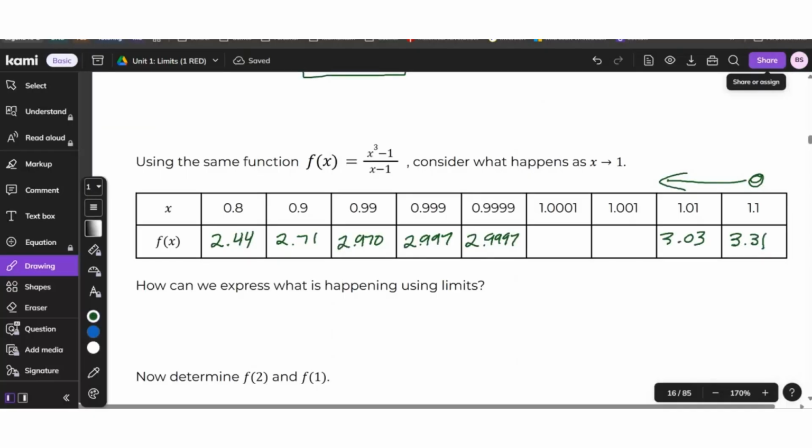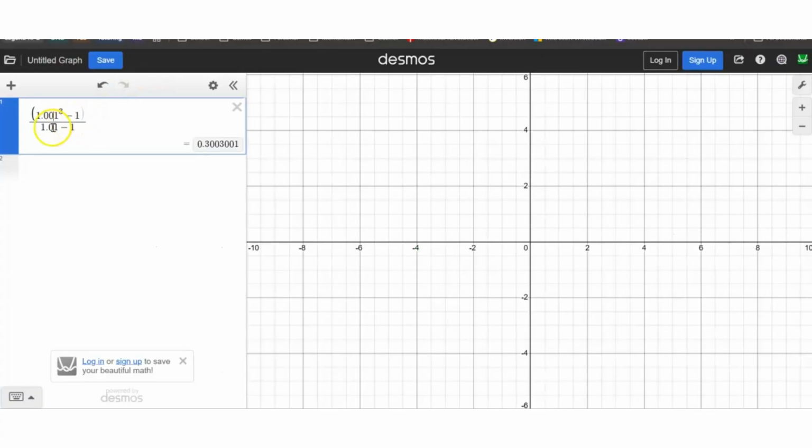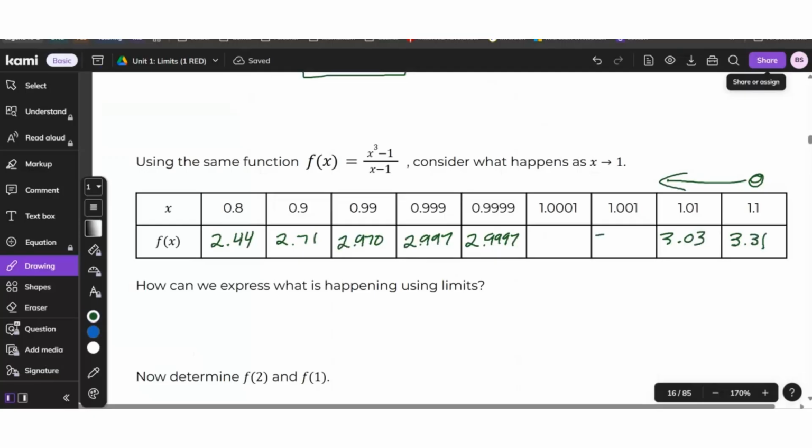Then we're going to add another 0. And I get 3.003. And then 3.0003.